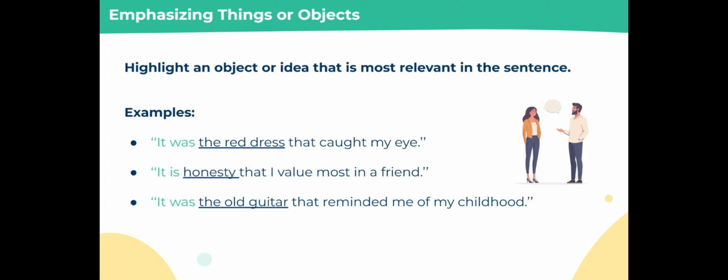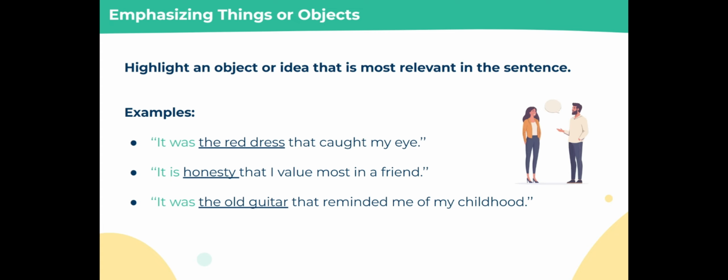Now, if we use a person, we don't use that in the relative clause, we use who. It was my father who taught me to swim. It was the red dress that caught my eye.